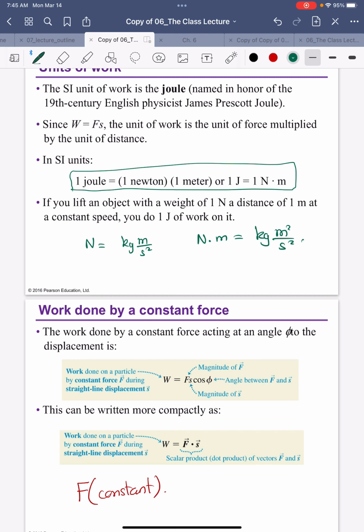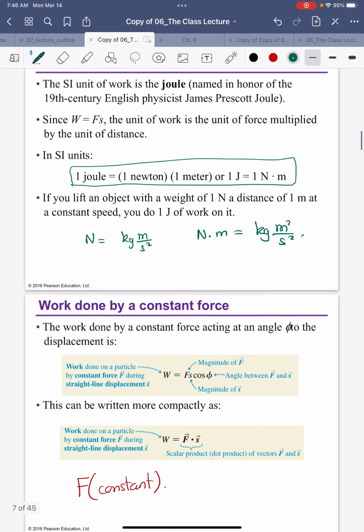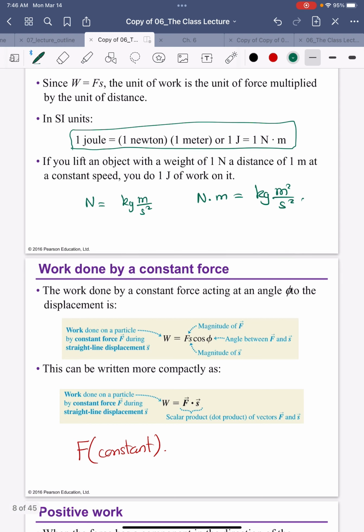We are going to see later how to deal with situations when the force is not constant, when it is changing. And here, this is the definition of work as F dot S.